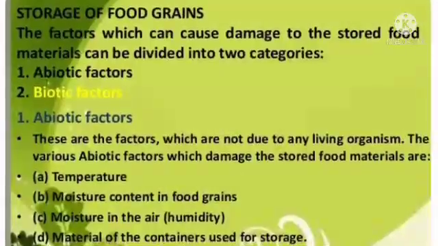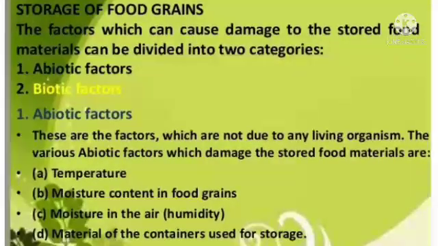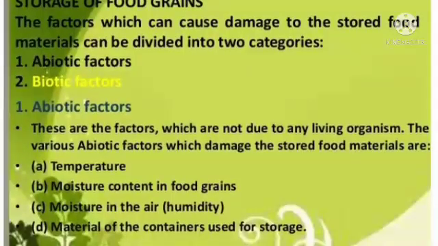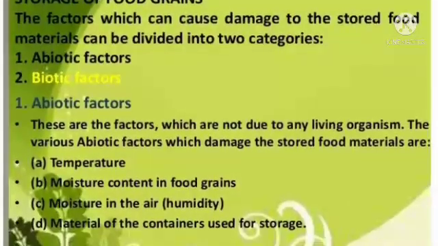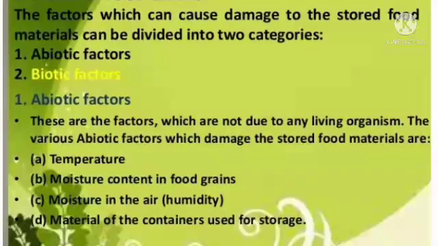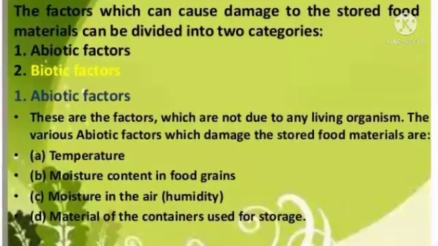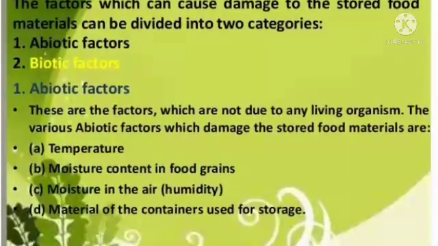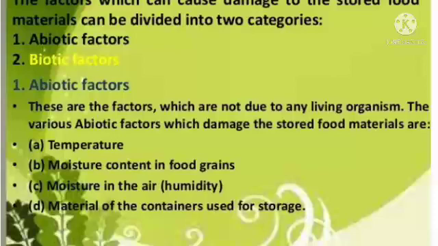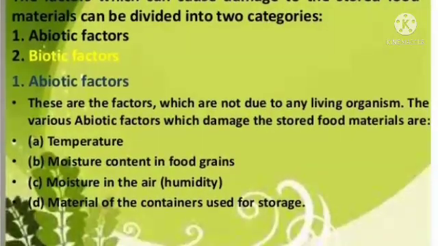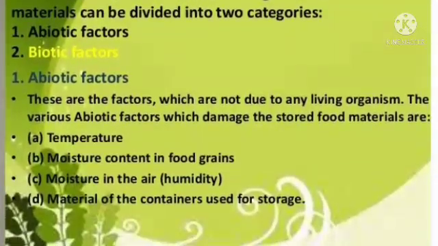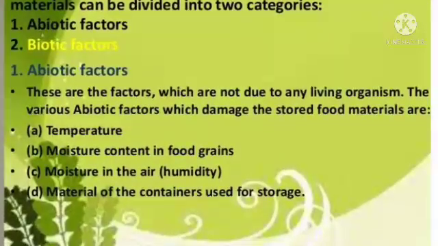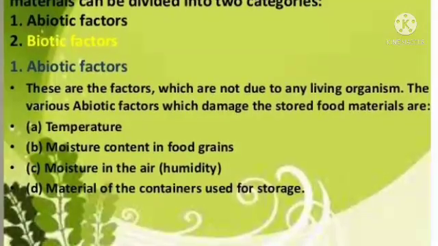Storage of food grains. The factors which can cause damage to the stored food materials can be divided into two categories: abiotic factors and biotic factors. Abiotic factors. These are the factors which are not due to any living organism. The various abiotic factors which damage the stored food materials are temperature, moisture content in food grains, moisture in the air, humidity, material of the containers used for storage.